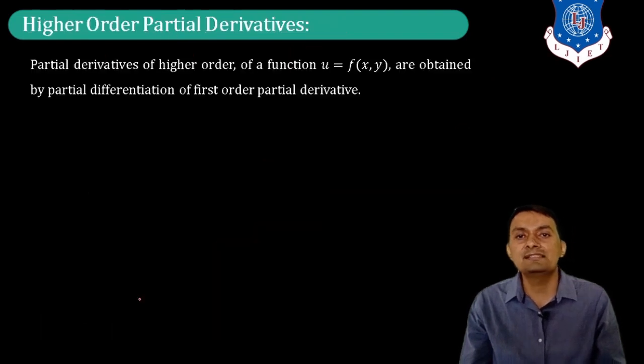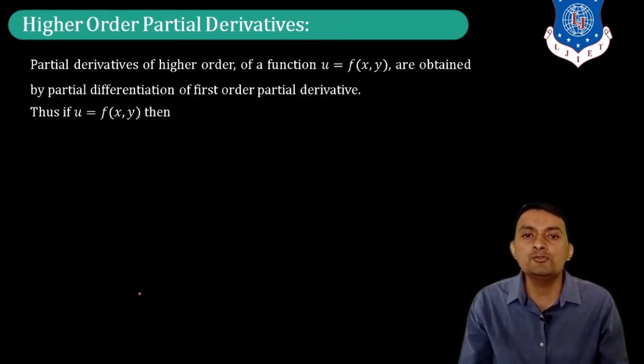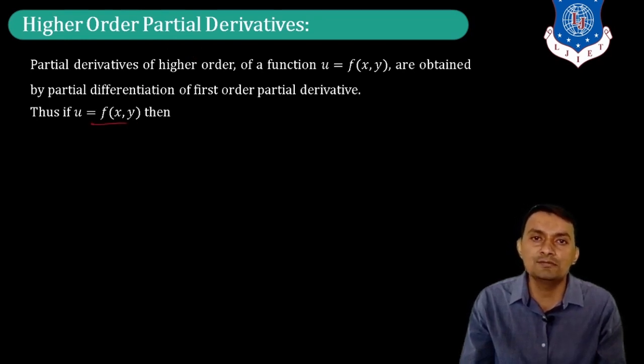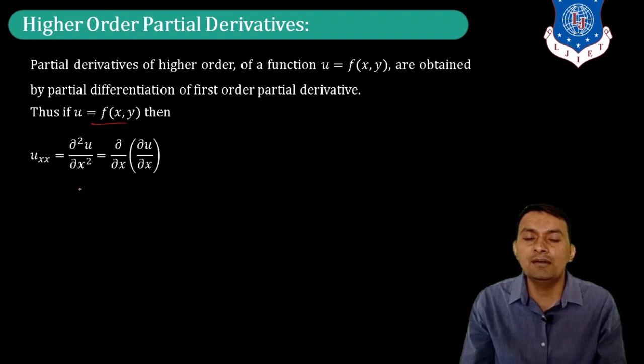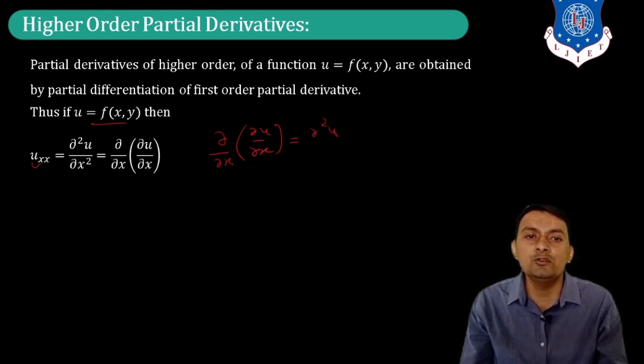Now let us consider higher order partial derivatives. Suppose we are given the function u equal to f of x, y. That means u is a function of two variables. And suppose you want to determine uxx. What do you mean by uxx? That means first we take the partial derivative of u with respect to x, that is del u by del x, and still I want the partial derivative with respect to x. That means whatever I have obtained, I have to apply del by del x to that. And that is exactly del square u divided by del x square.